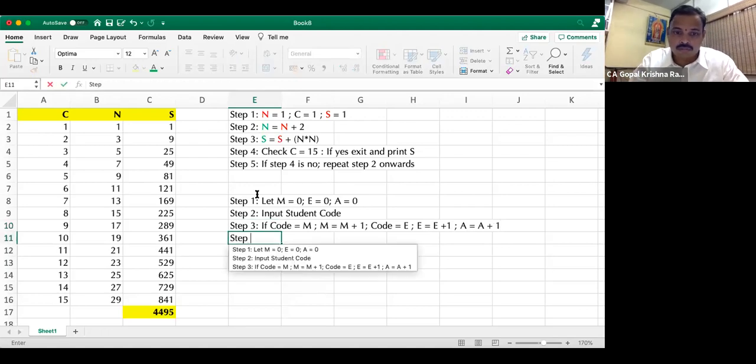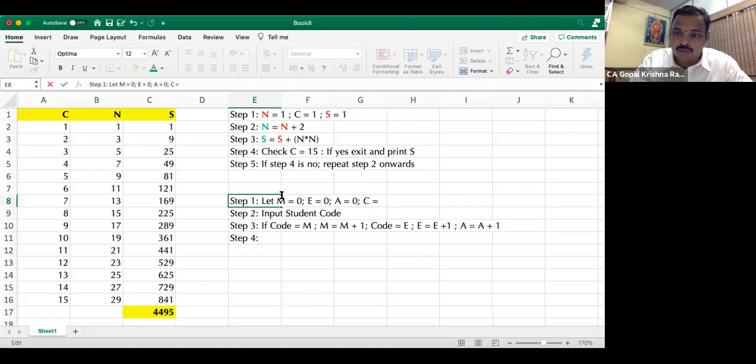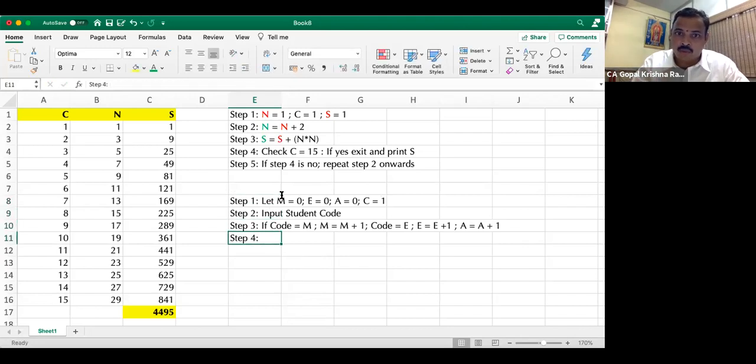So step 4, this is an algorithm. So this is student number 1. Input, and maybe I'll say count. Count I'll have it here as well. And count is equal to the first student. First student input you are giving.